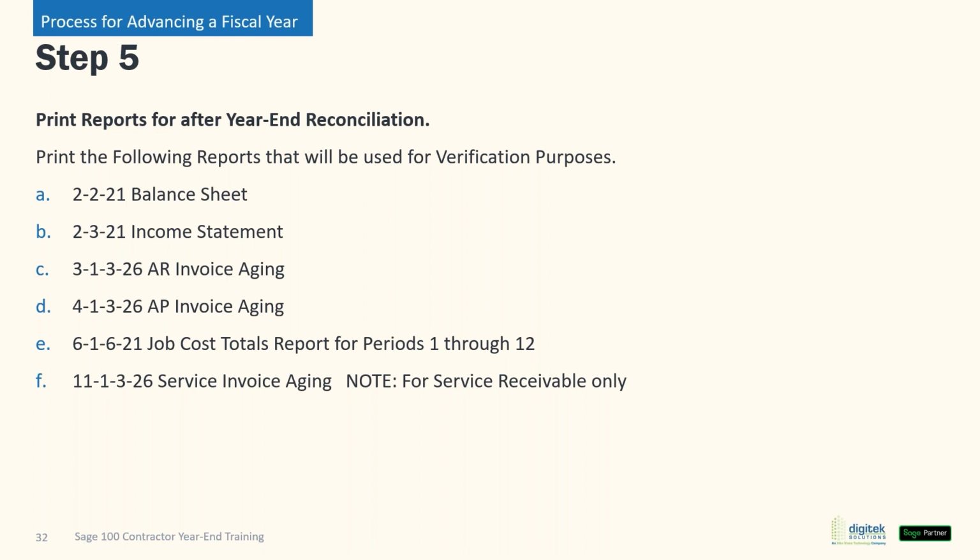All right. So you want to print reports after year-end reconciliation. Before we do the archive, we're going to run these reports, just like we ran some reports out of payroll, so that when we do our archive, we're guaranteeing that our archive was clean and complete. So we're going to run the balance sheet, the income statement, the AR aging report, as well as the AP aging report. We're going to run our job cost totals for the entire year. And if you're using the service receivable module, you're going to want to run your service receivable aging.